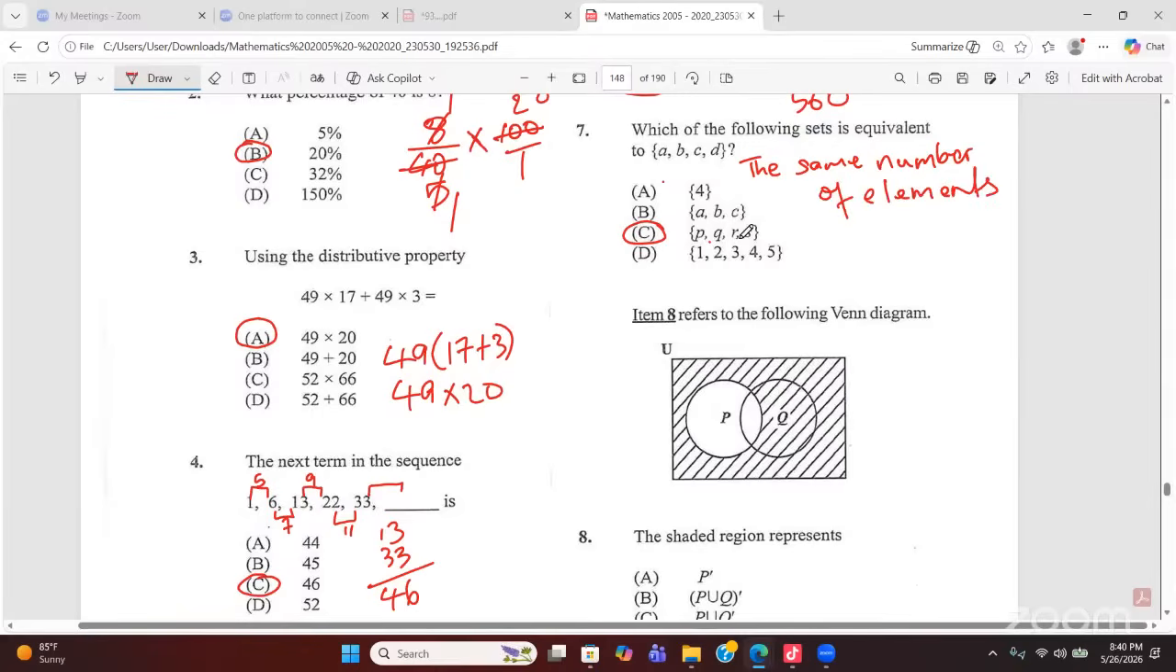Okay. So 1, 2, 3, 4, 1, 2, 3, 4. All right. So we're good with that. Everybody good? C. All right.